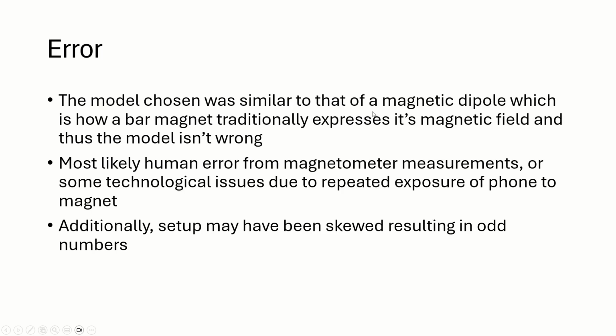Most likely the error was human side. I would say that we did use quite a couple of magnets stacked on top of each other, which did give us a very strong magnetic reading. And due to that, the repeated exposure of the phone to the magnet itself could have skewed the numbers a lot. Additionally, our setup may not have been exactly magnetic north, resulting in more skewed numbers.